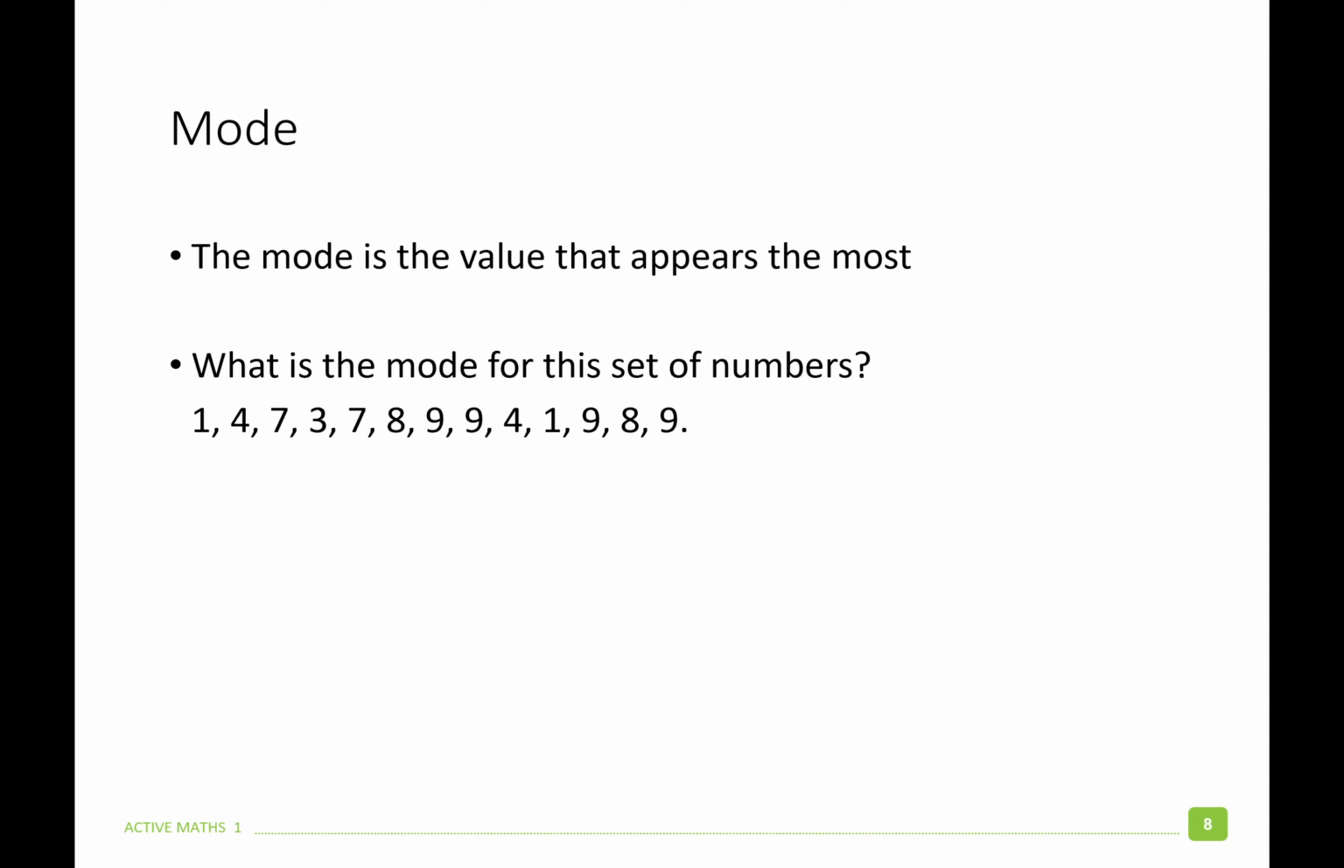Let's remind ourselves of what we mean by the mode. The mode is the value that appears the most. For example, we have a range of numbers here. The mode is the value that appears the most. In this case, the number 9 appears the most. So the mode equals 9.